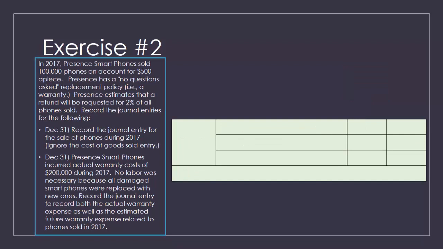The fun part of this entry is what to do with these warranty costs. So on December 31st during the year, we're going to record a warranty expense, and we have to figure out how much that's going to be, because it's not just the actual amount of warranties we had, but all units sold in 2017 that people are expected to ask for a replacement for. You have to have the expense match the same period as your revenue. So we've got to figure out what portion of the sales that we did, we're going to end up having to pay a warranty expense for.